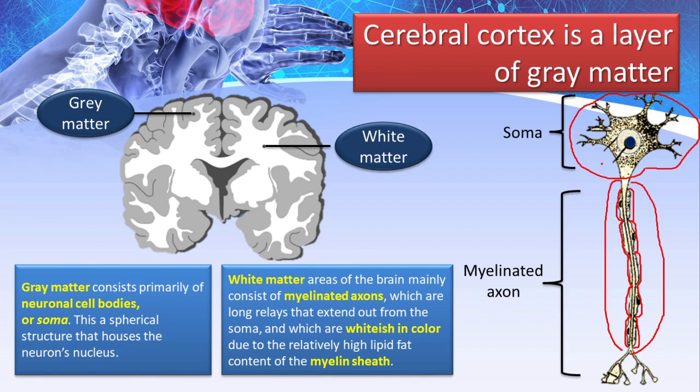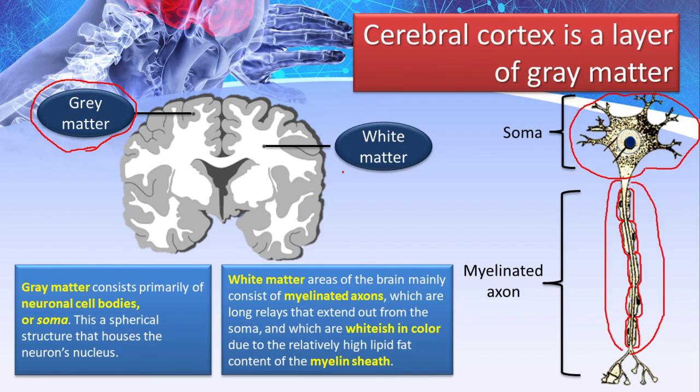And the part of the brain where the cell bodies of the neurons are aggregated appears grey in color because they do not have the myelin sheath. The cell bodies of the neurons are present in the peripheral layer of the cerebral hemispheres, the cerebral cortex. That is why it is said that the cerebral cortex is made up of grey matter. I hope you have understood the difference between grey matter and white matter.